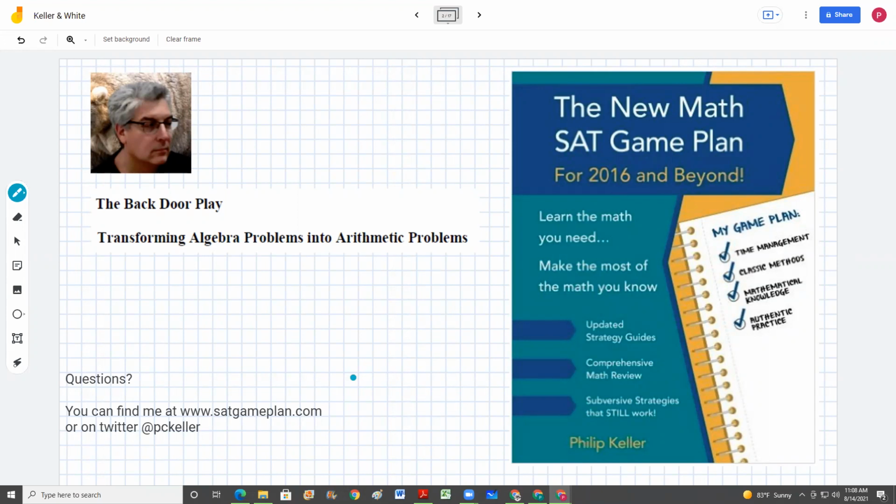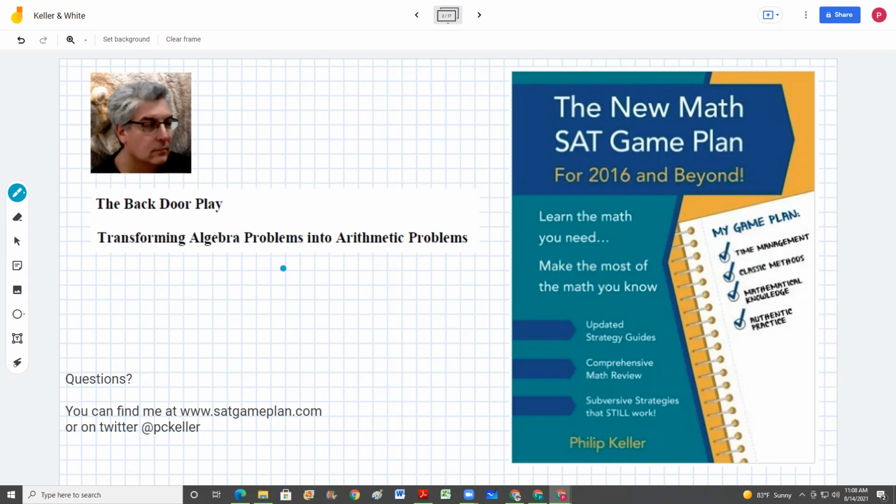This one is to introduce a classic method in SAT prep. This is not one that I invented. This one's been around forever. It's a method that takes what looks like an algebra problem and turns it back into an arithmetic problem. I call it the backdoor play because at the end of it, in my mind, what you get is an easy layup. But it doesn't matter what it's called. What matters is that you recognize it and you take the opportunity to use it.